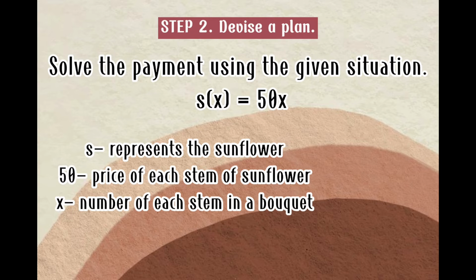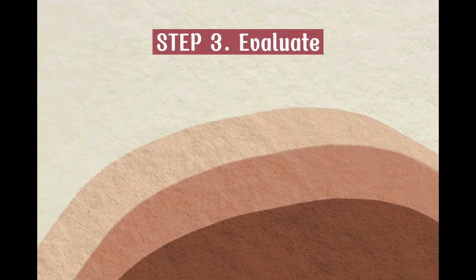You need to create an equation based on the given numbers and on what is asked in the problem. So for this one, our equation is S of X equals 50X, where S represents the sunflowers, the 50 is the price of each stem, and the X represents the number of stems. The third step is to evaluate.